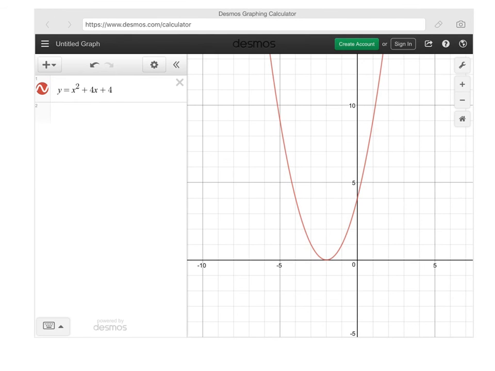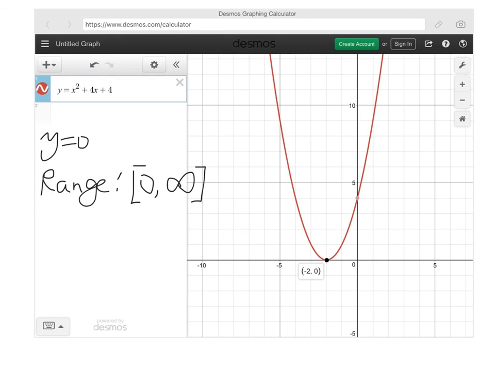And after we zoom into the graph and find the vertex, we see that the vertex of this parabola is negative 2 and 0, which is what we got. So the range of this function will be all real numbers that are greater than or equal to 0.